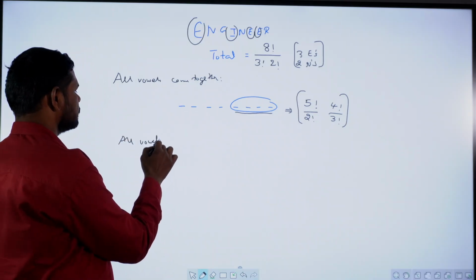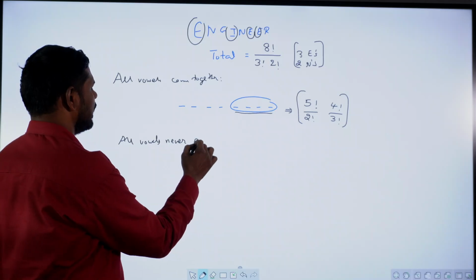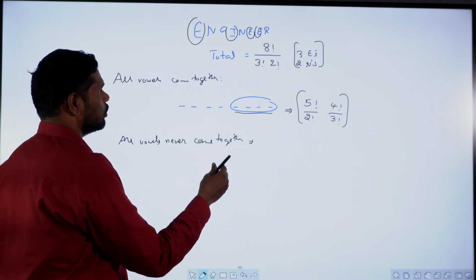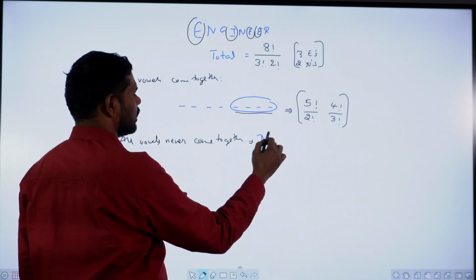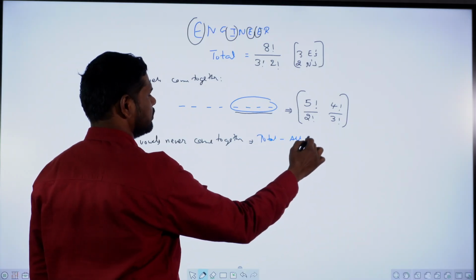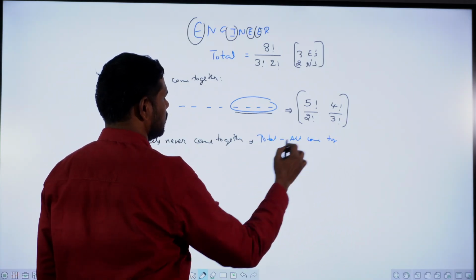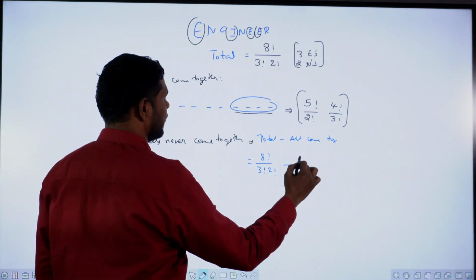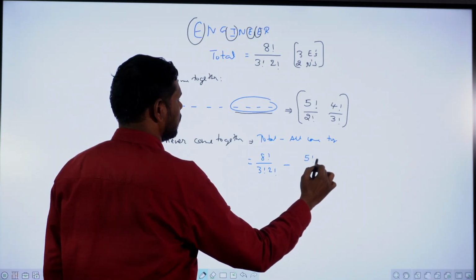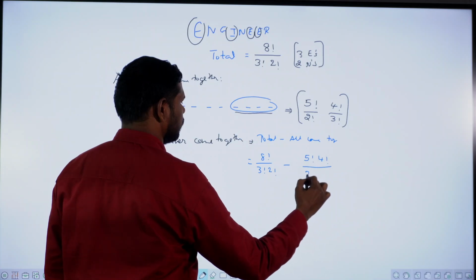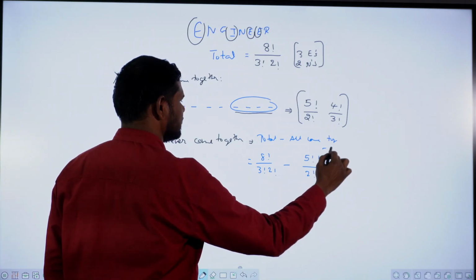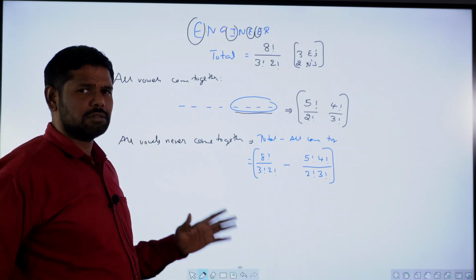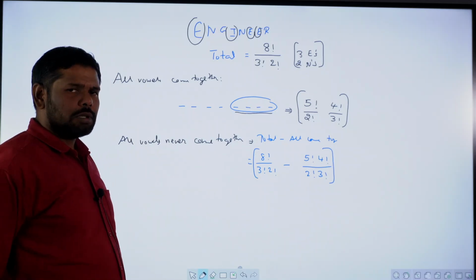Now, the question: all vowels never come together. That's simple. Total minus all come together. So, total 8 factorial by 3 factorial into 2 factorial, minus here 5 factorial into 4 factorial by 2 factorial into 3 factorial. That's it. This is the answer. That simplification matters. No problem. Right? Simple. Next.